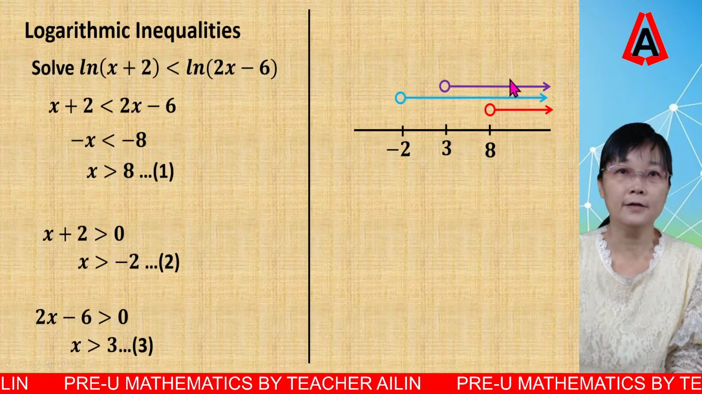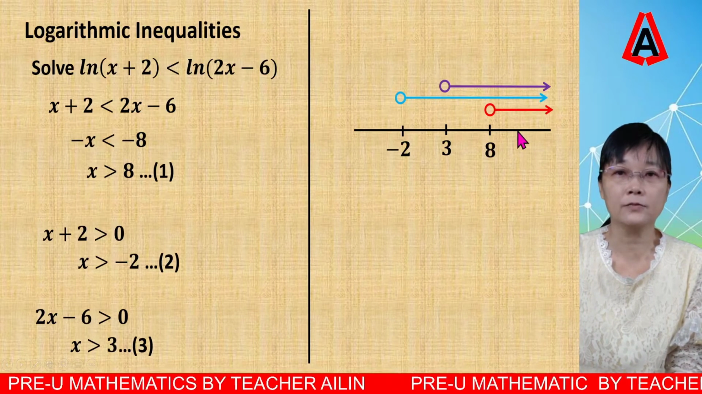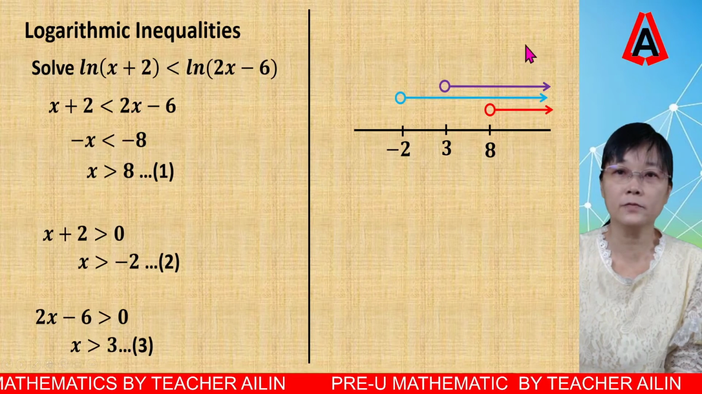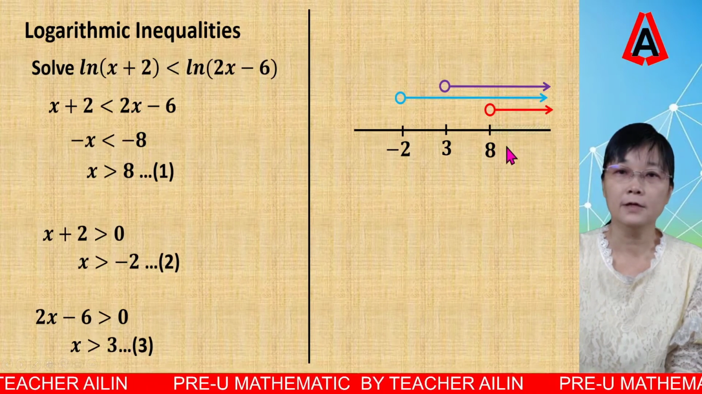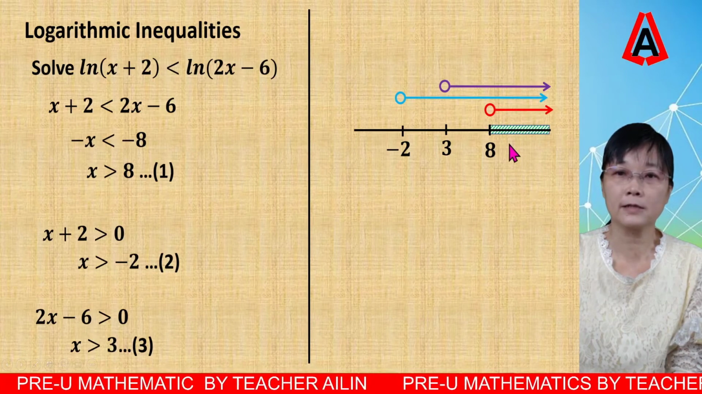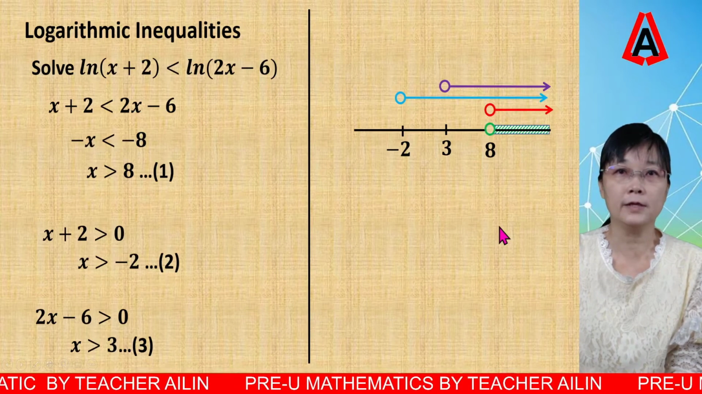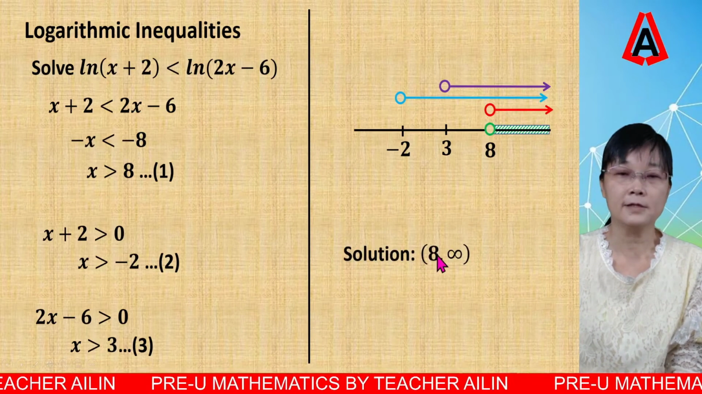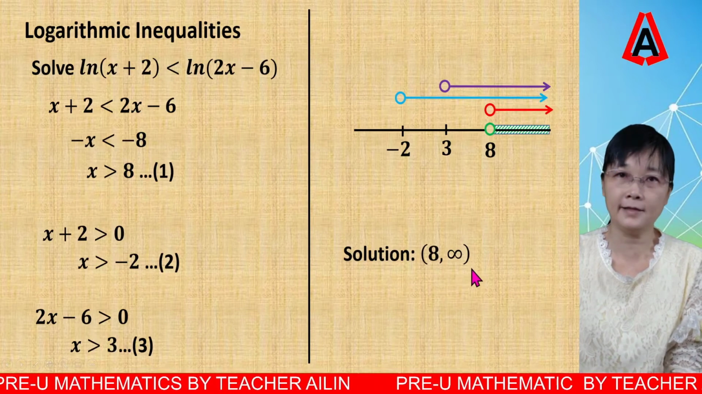So the final solution should be the range of values of x where there is the intersection between these three arrow lines. So therefore, the final solution should be x greater than 8 and not equal to 8. So therefore, the solution is x greater than 8.